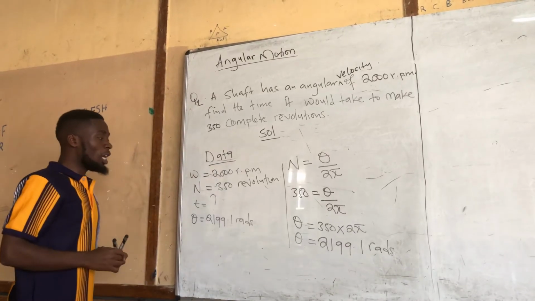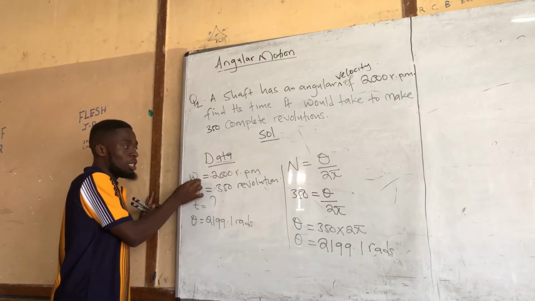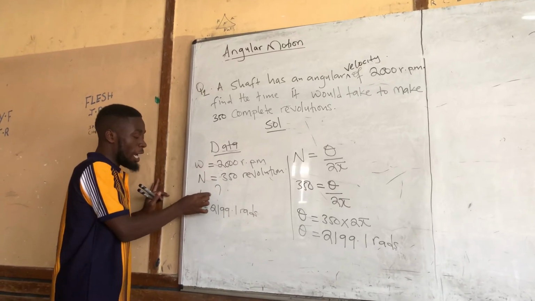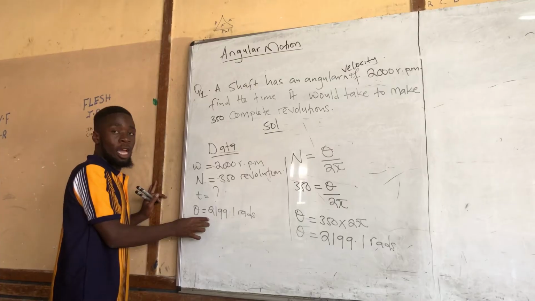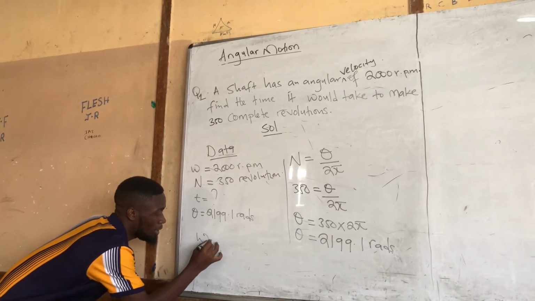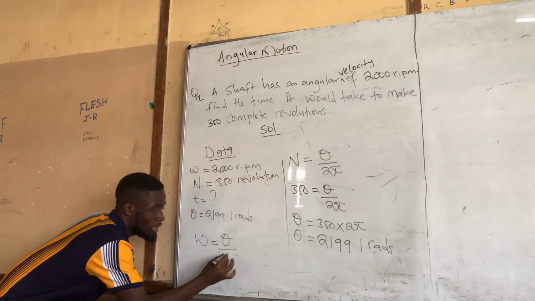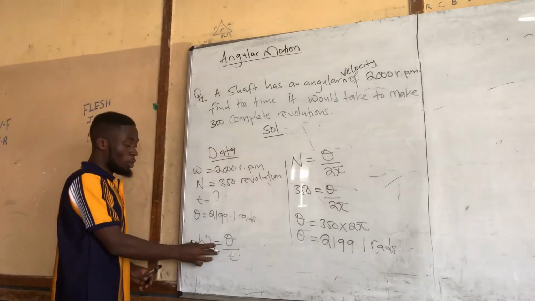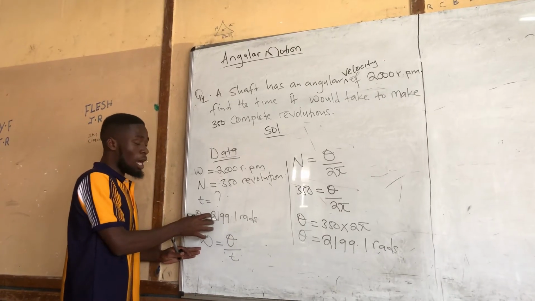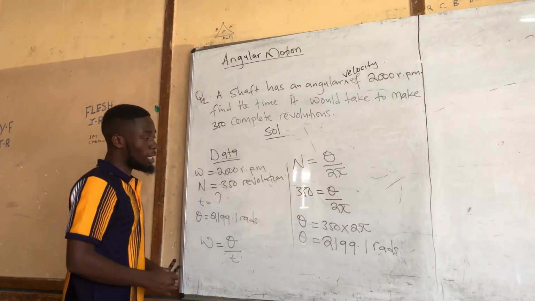So now from here we need to look for an equation that will connect the angular velocity, time, and the angular displacement here. We know that angular speed is equal to what? The angle turned through over time. So this is the equation that will connect the angle turned through, the angular displacement, the angular velocity, and the time there.